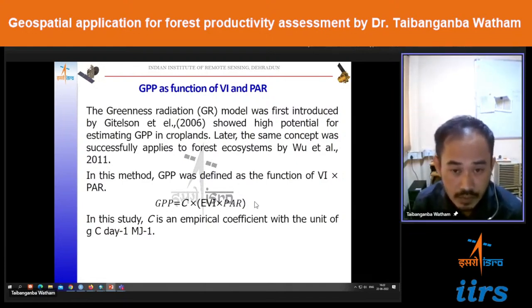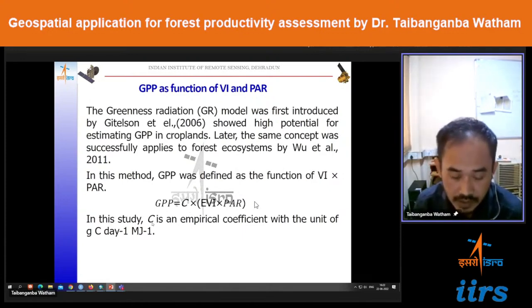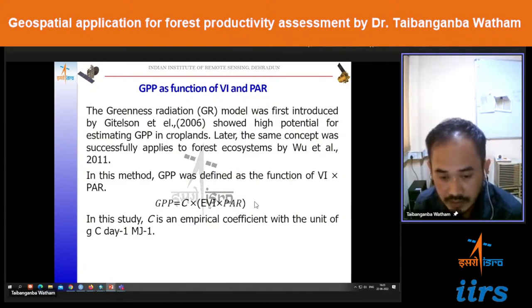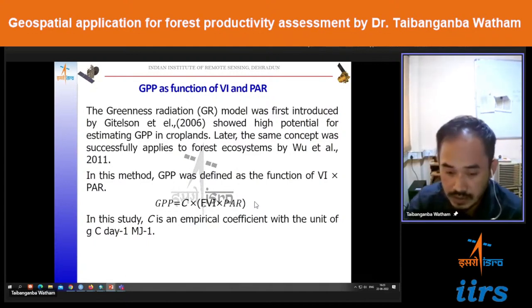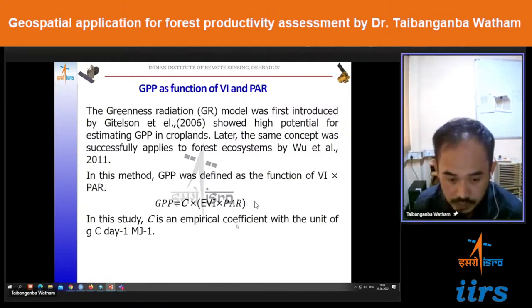In this case, there is a model called the greenness and radiation model, developed by Gitelson in 2006. We can always go for the greenness and radiation model. Even if we don't have a ground measurement, we can use the photosynthesis meter on a seasonal basis, or from the literature we can find the C value, and then get the PAR value. If we have the EVI or the vegetation indices from the satellite data, then we can use this equation for estimation of GPP, or the gross primary productivity, for the forest of our interest.